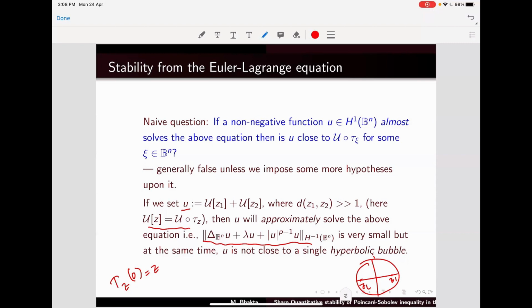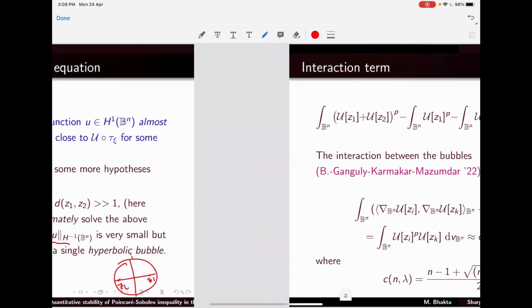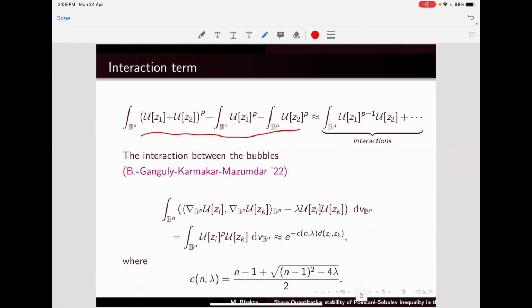but you can see that it is not close to any one of these bubbles. And how do you see that this almost solves the equation? Because you just put it in, and then you get this kind of term, which is exactly the integral of uz1 to the power p minus 1 times uz2, which is the bubble interaction. In our very recent work, we showed that this bubble interaction can be computed as this one, so it has exponential decay. When z1 and z2 are quite far away, this term is small enough, and that makes uz1 plus uz2 almost solve the equation.